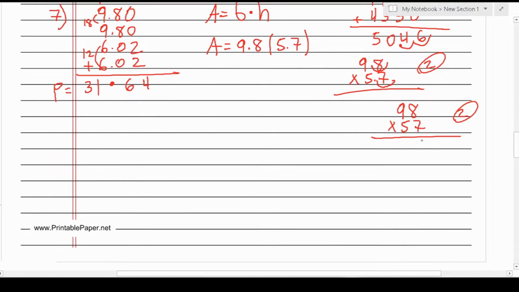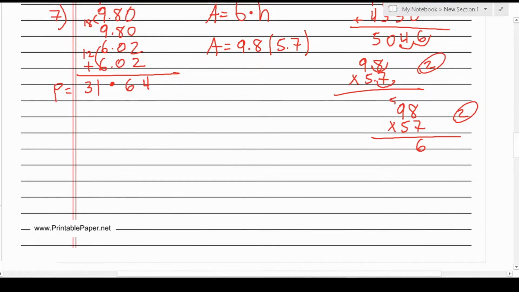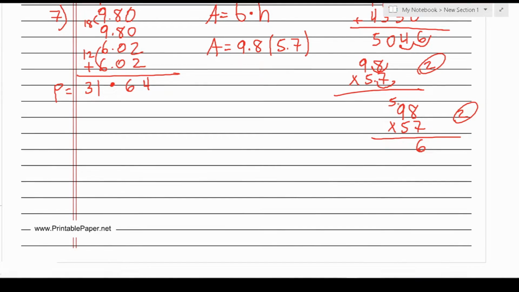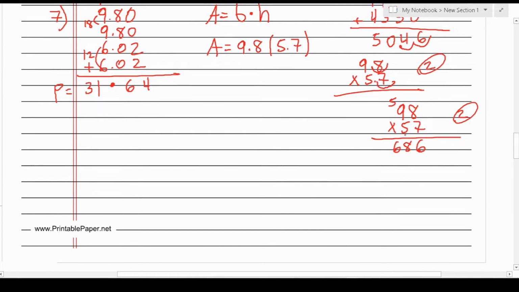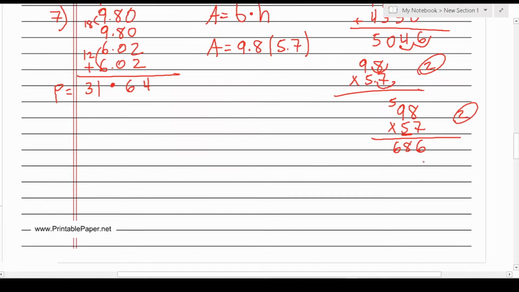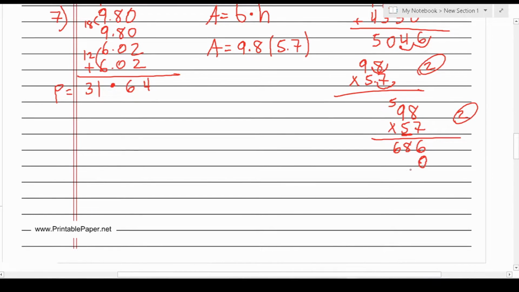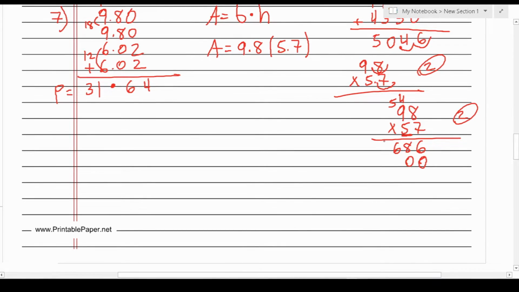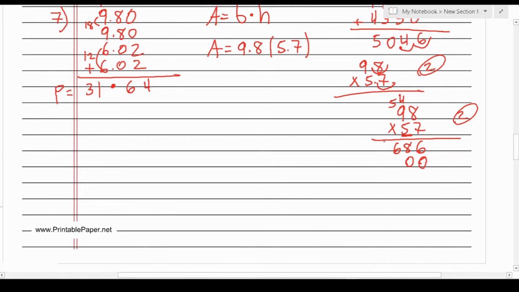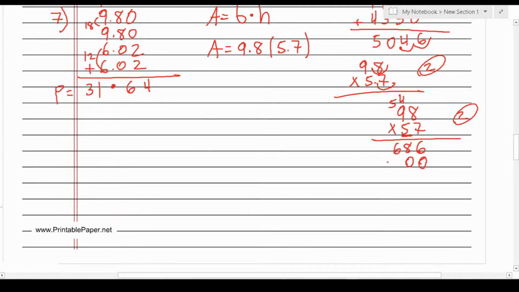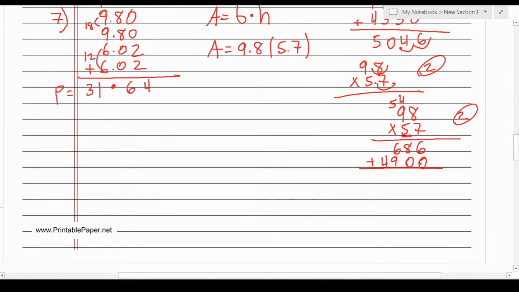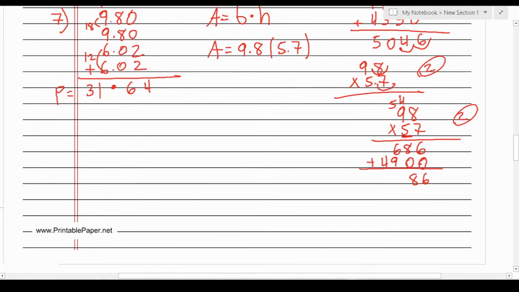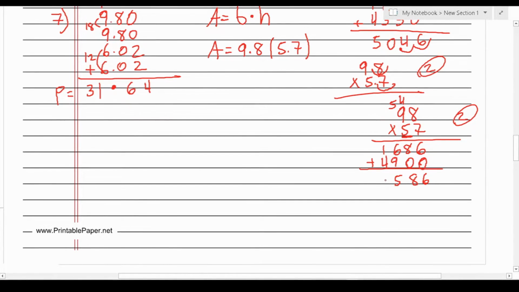7 times 6 is 56. Carry your 5. 9 times 7 is 63, 64, 65, 66, 67, 68. Drop down your 0 placeholder before you start multiplication with 5, so we'll drop that in. 5 times 8 is 40, so we drop down our 0 and carry our 4. 9 times 5 is 45, 46, 47, 48, 49. Let's add. 6 plus 0 is 6, 8 plus 0 is 8, 6 plus 9 is 15, carry your 1, 4 plus 1 is 5.